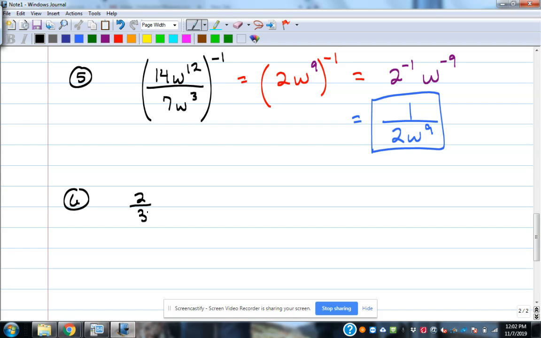Throw some fractions in there because everybody loves them. I've been sitting there just waiting for a fraction problem.